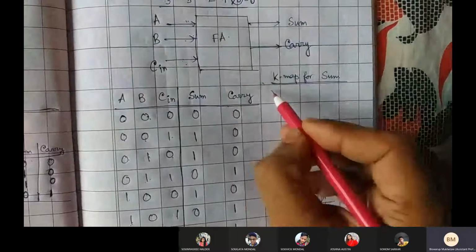Similarly, what we can write down, that is we can make K-map for sum, we can make K-map for carry. So let us make that one. K-map for sum. A, B, C in, right?